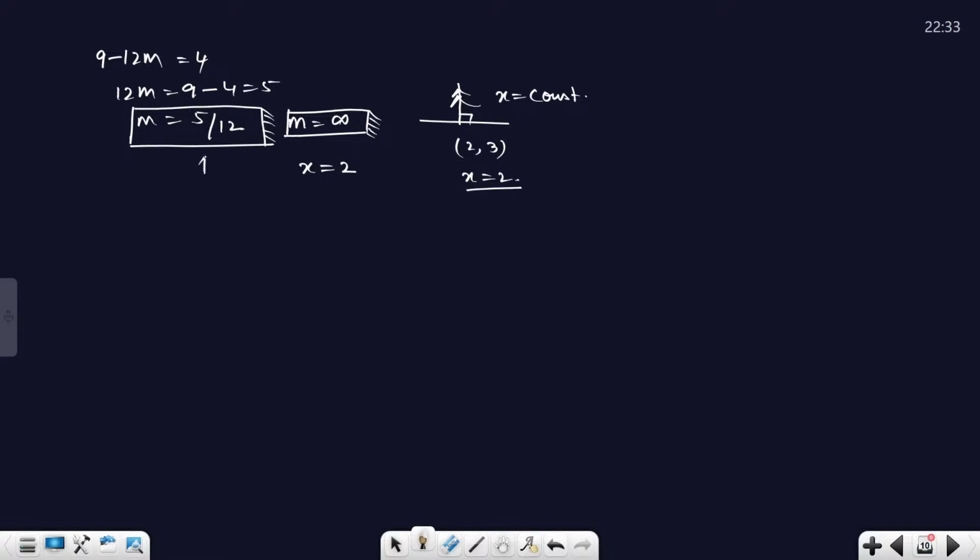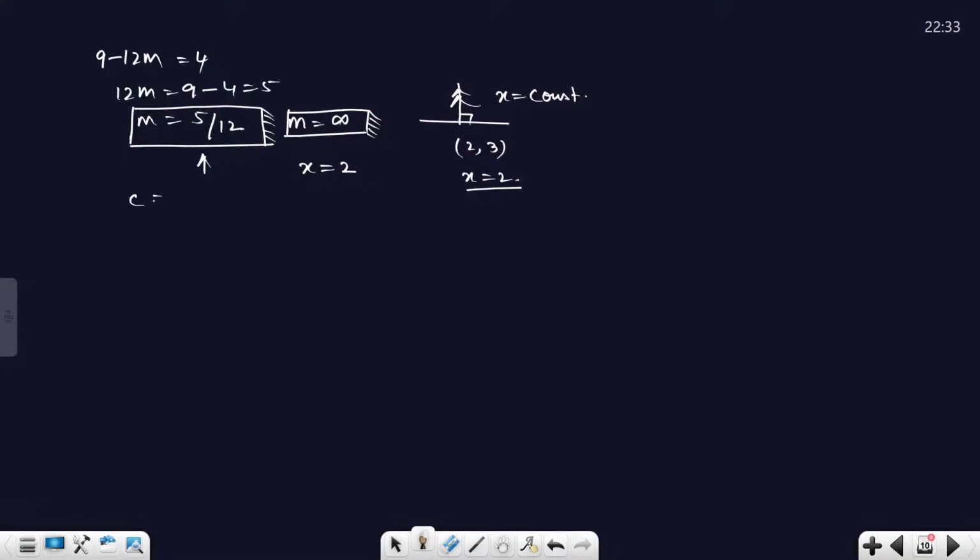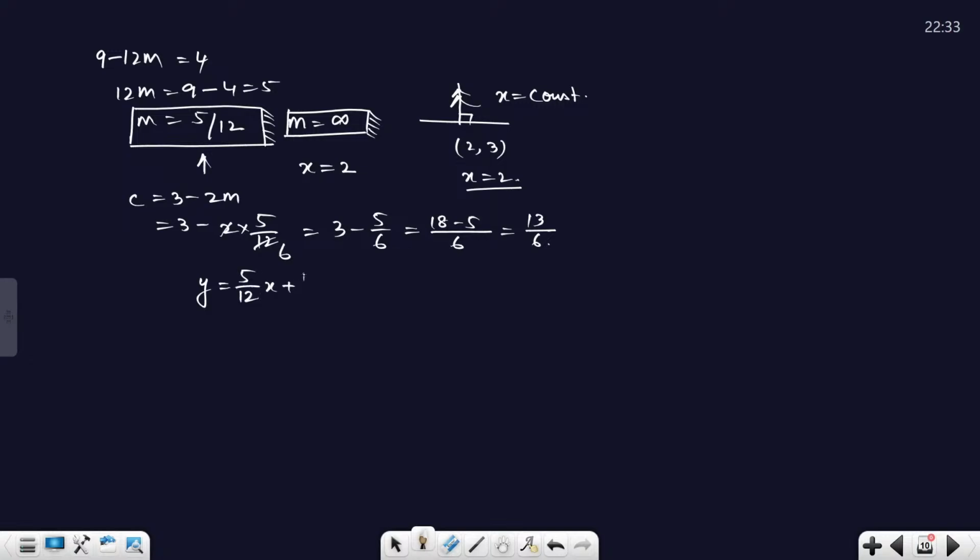And what about the other one? We got m as 5 over 12. And we know that c is 3 minus 2m. So what is c? It's coming to 13 over 6. Therefore, the other equation will become y equals mx plus c. That's it. This is one equation and another equation is x equals 2.